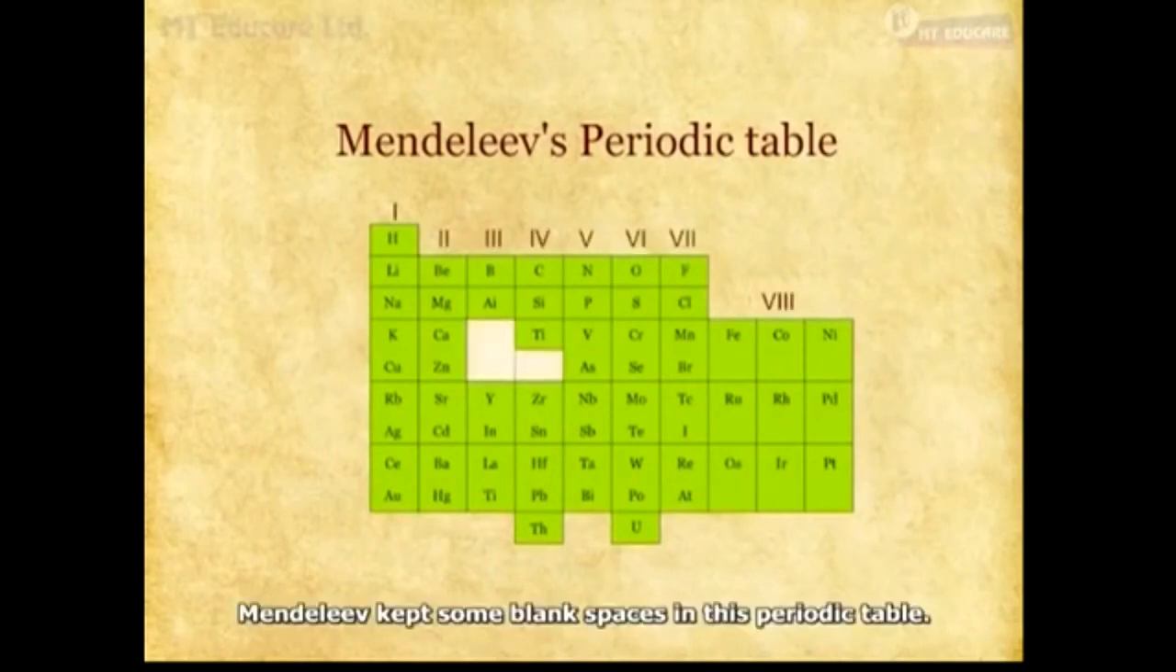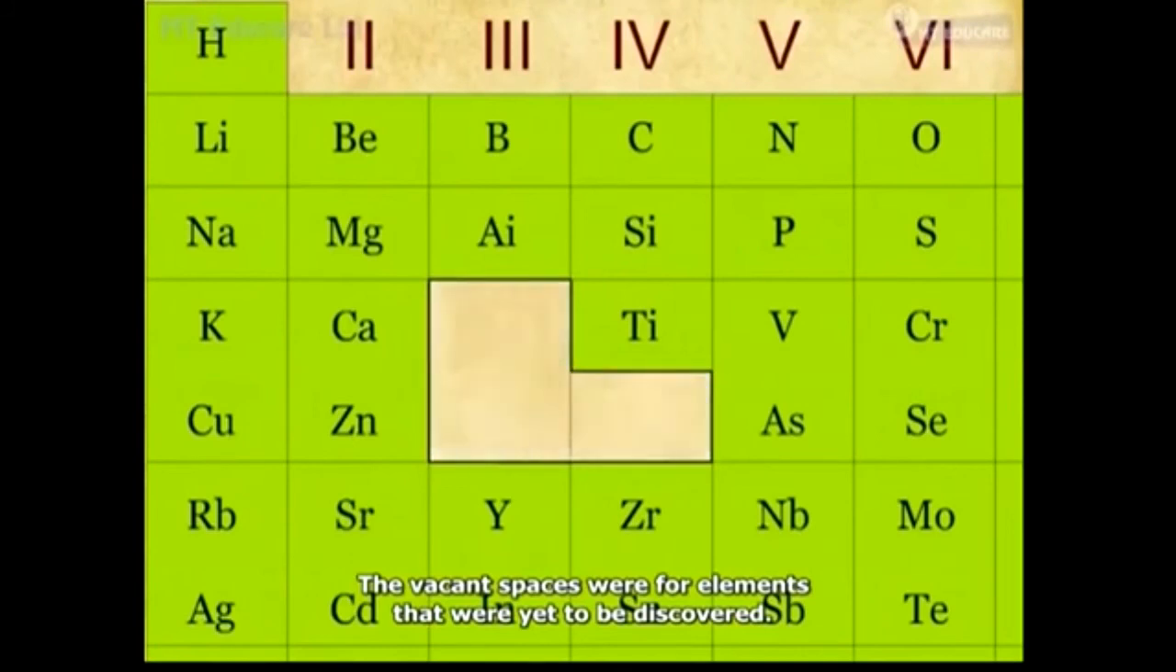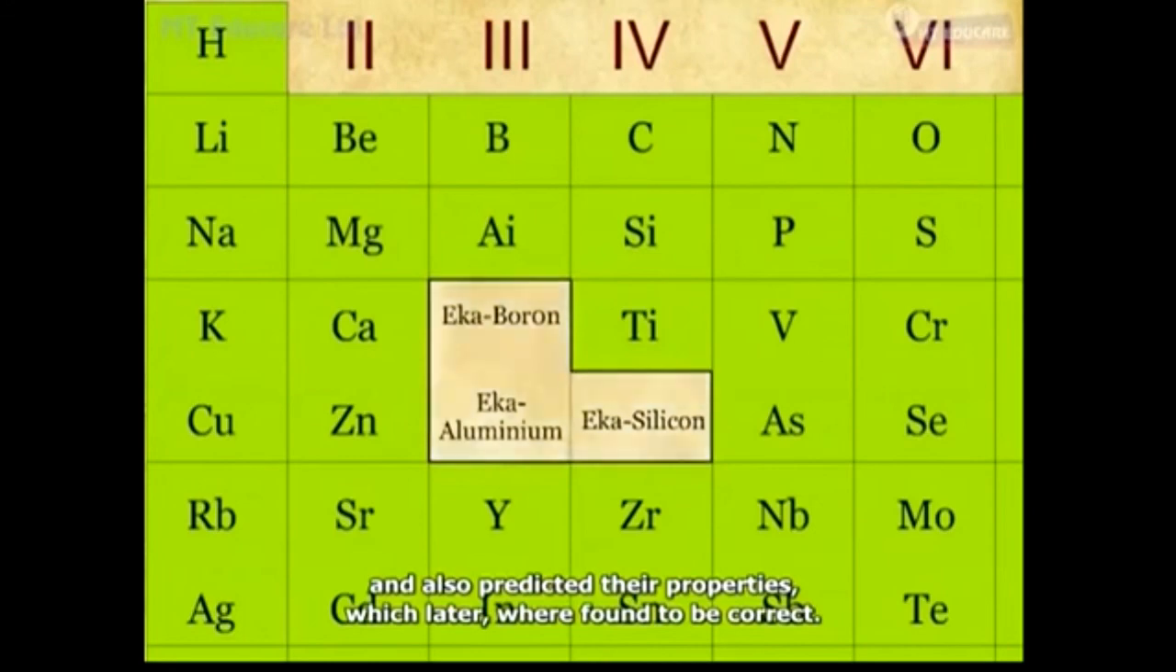Mendeleev kept some blank spaces in this periodic table. The vacant spaces were for elements that were yet to be discovered. He named them Eka boron, Eka aluminium, and Eka silicon, and also predicted their properties, which later were found to be correct.